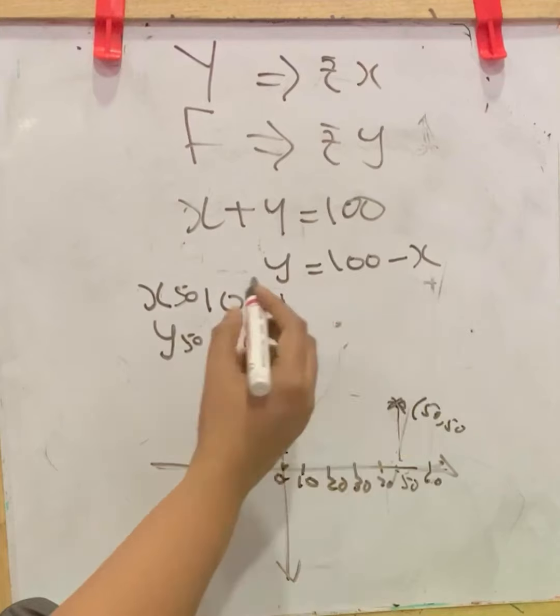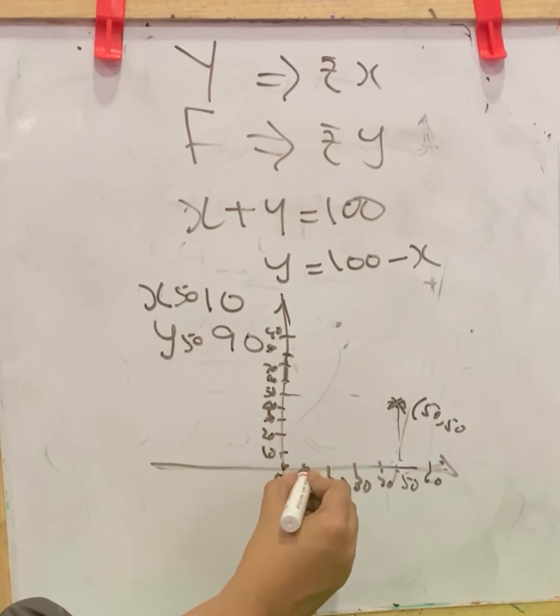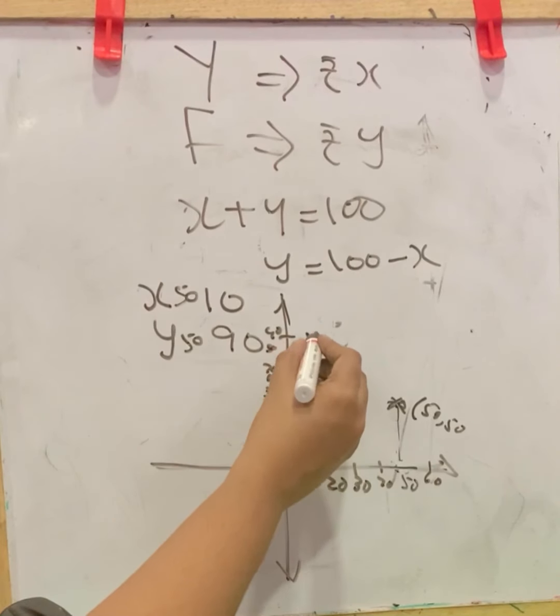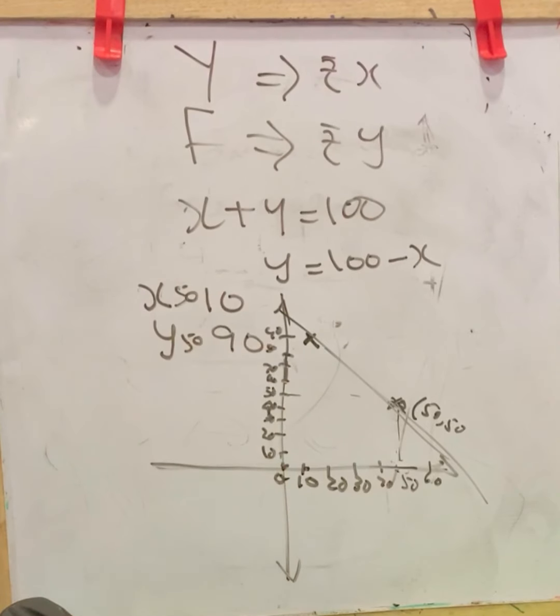Next, x is 10. Keep your hand here. 10. Y is 90. Height is 90. Here. So join it. This is the graph showing x plus y equal to 100.